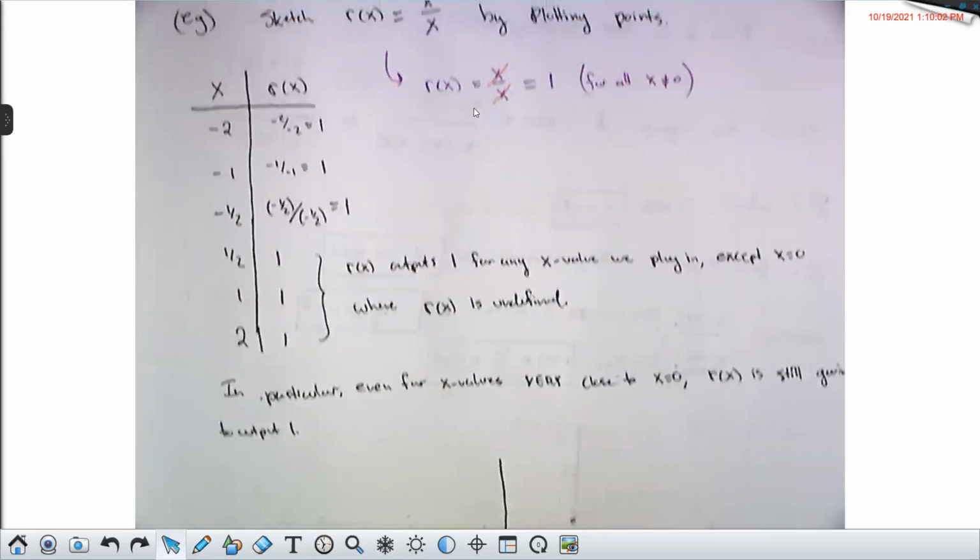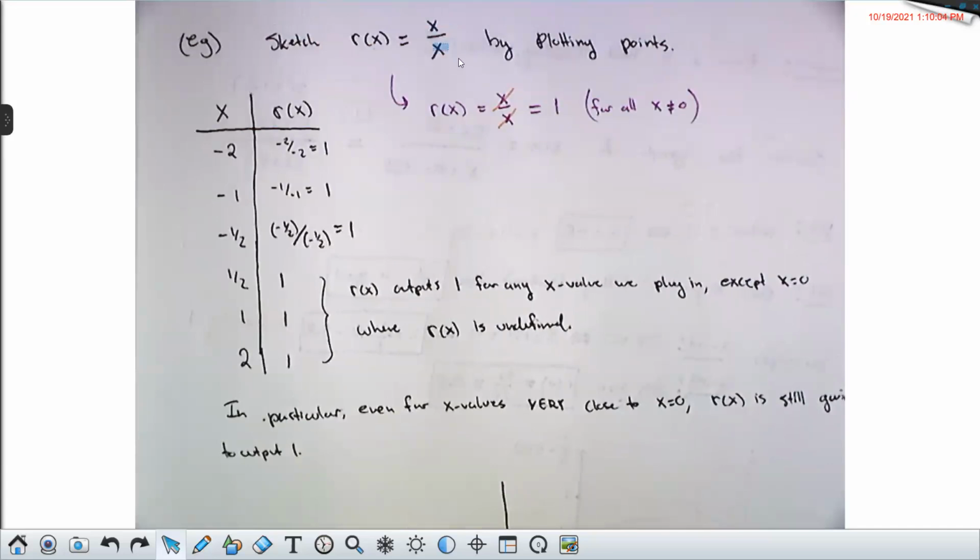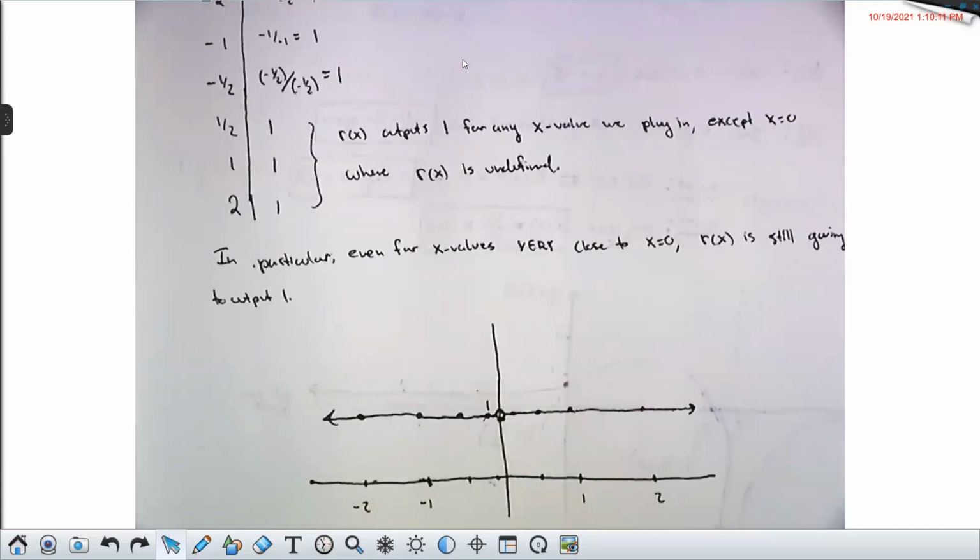Because if you were to try and plug 0 into this original form, you have a 0 downstairs, which is not allowed. Any questions on this kind of silly example?